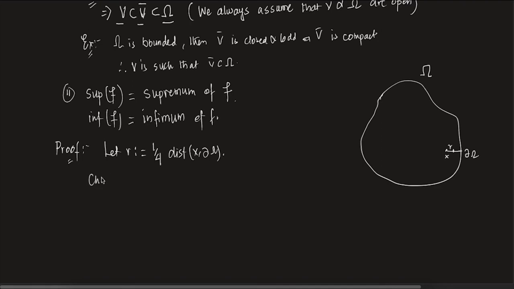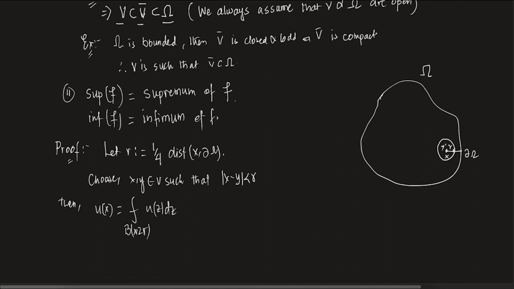Now you choose x and y in V such that mod x minus y is less than r. We can of course do this, right? So essentially think of x in the center, and you can choose a y which is inside the ball of radius r, something like this. Then by the mean value theorem, what can you say? You can say that u of x equals the average of u of z dz over B(x, r). This is the mean value property.